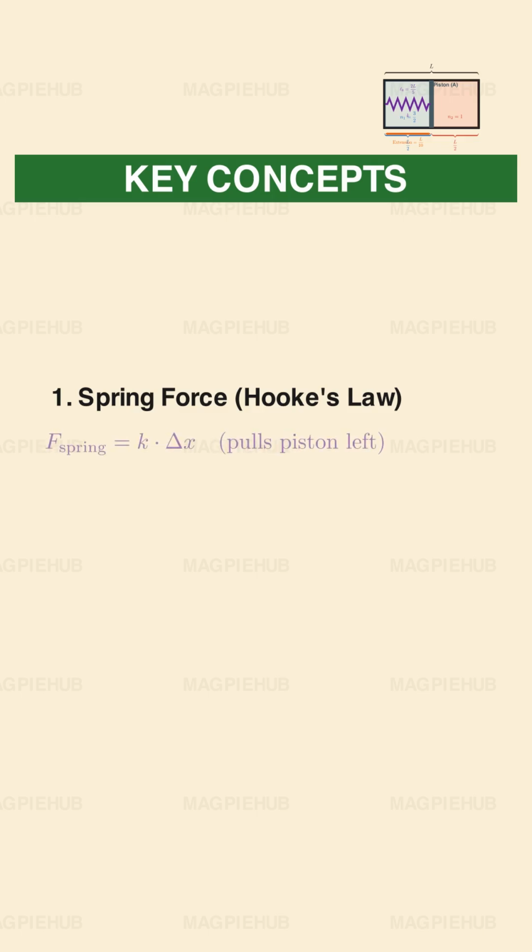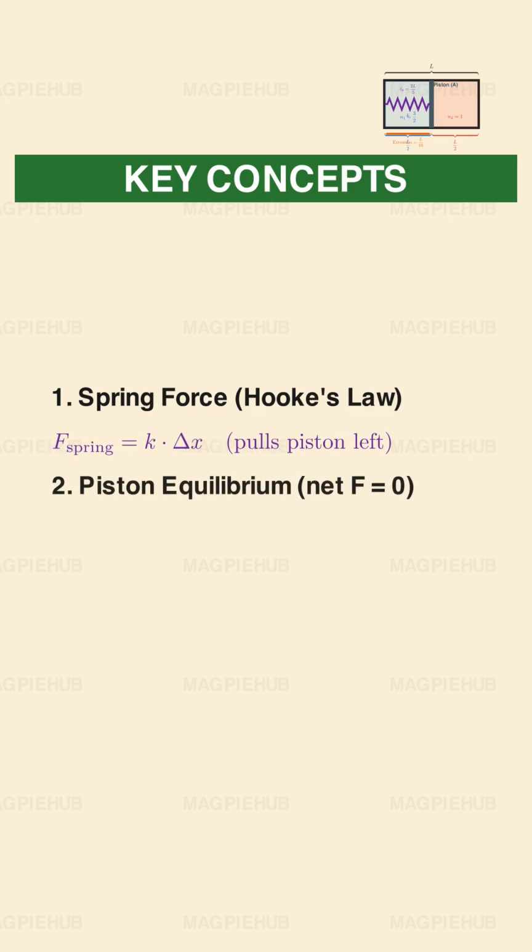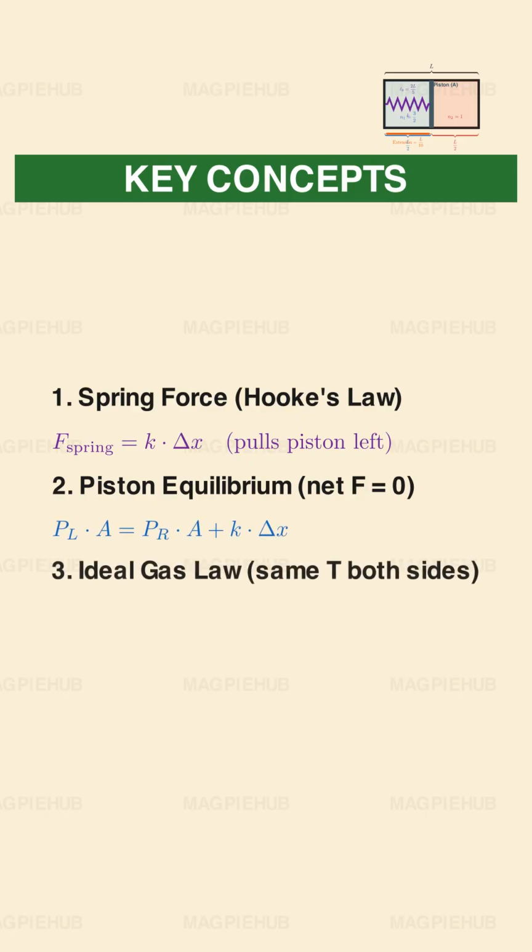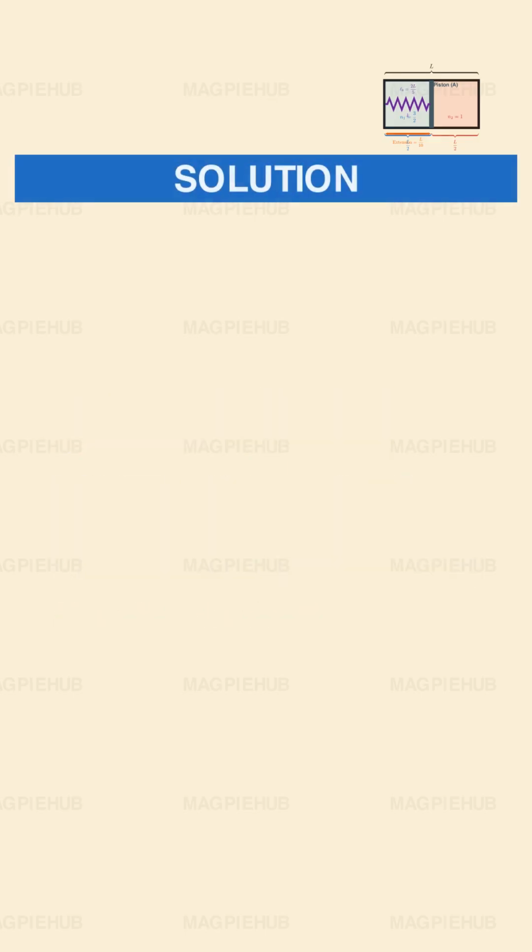The key concepts for this problem are, first, Hooke's law for the spring force. The spring is stretched, so it pulls the piston back toward the left wall. Second, piston force balance at equilibrium. The net force on the piston must be 0. Third, the ideal gas law PV equals nRT applied to each compartment. And since the piston is thermally conducting and the system is in thermal equilibrium, both compartments are at the same temperature T. Let us solve this step by step.